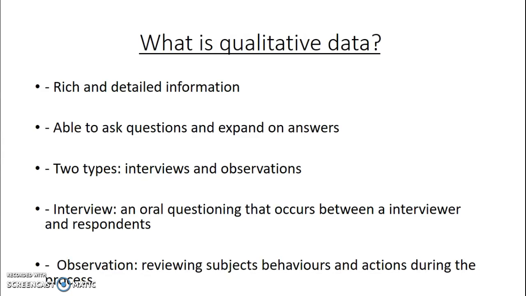There are two types of qualitative data, so it can be done through an interview or an observation. An interview is an oral questioning that occurs between an interviewer and a respondent, and an observation is reviewing the subject's behaviour and action, so actually watching them when they're doing a certain activity you've set them to do.